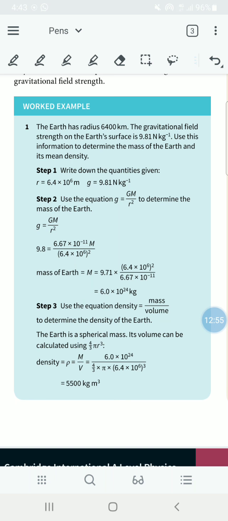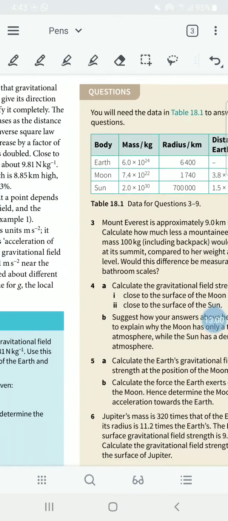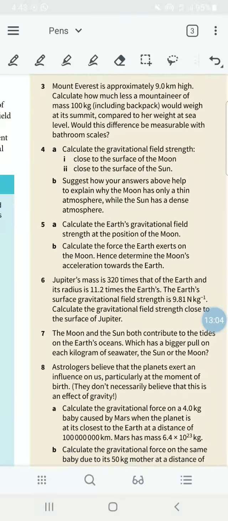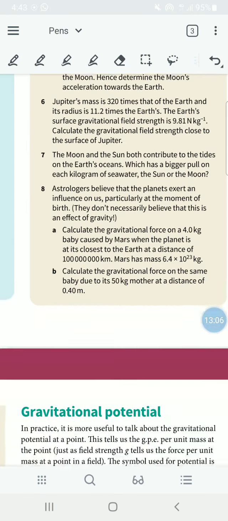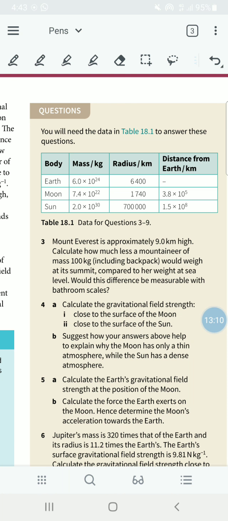I hope you understood. If you have any questions, please raise them. Now you will have to go into question number 3, 4, 5, 6, 7 and 8. Quite a few questions. So please make sure that you have understood everything properly before you attempt these questions. If you have any doubts, please raise them.